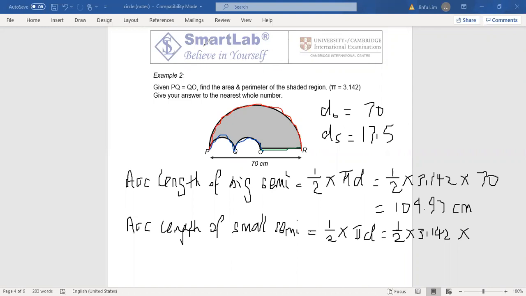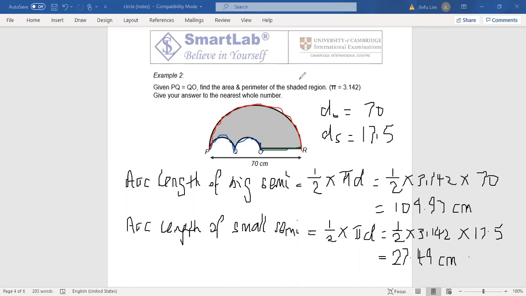So for the arc length of the small semicircle, you take half times pi times d. So the diameter for the small semicircle is 17.5. So after calculating, you'll get 27.49 cm.